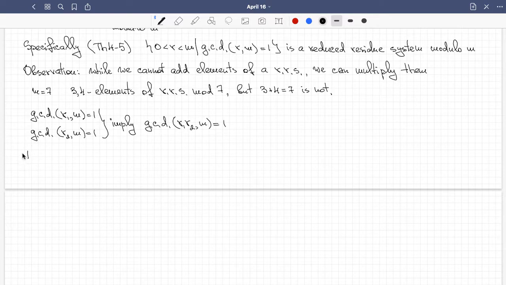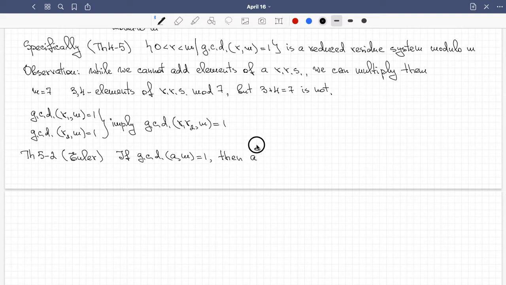We have theorem 5-2, Euler, that if the greatest common divisor of A and M is 1, then A taken to the power phi of M is congruent to 1 modulo M.